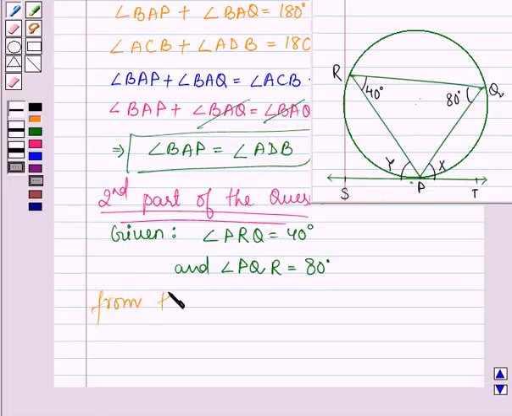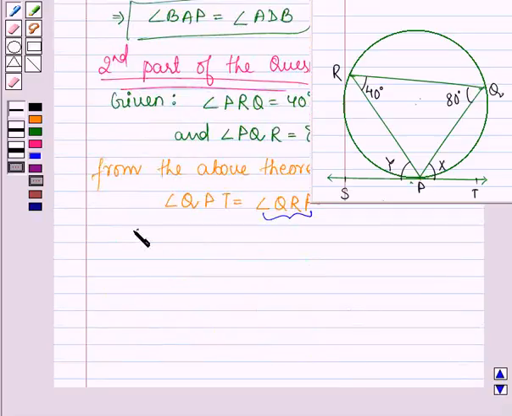That is, from the above theorem, if PQ is a chord and ST is a tangent at the point P, then angle QPT is equal to angle QRP, right? And angle QRP is given to us as 40 degrees. So this implies angle QPT is equal to 40 degrees, or angle X is equal to 40 degrees.